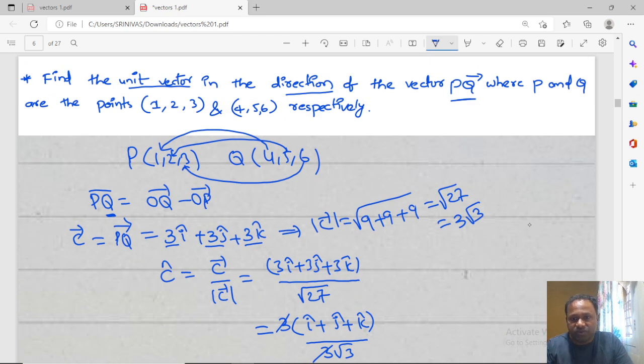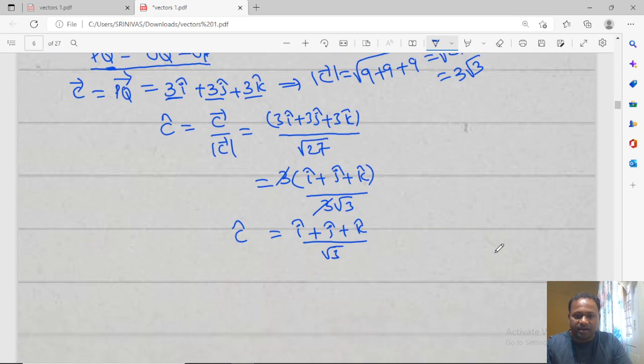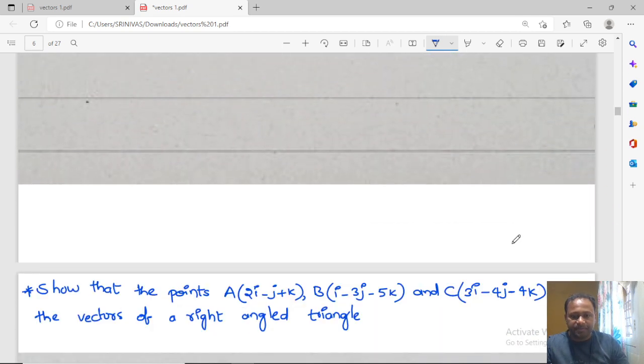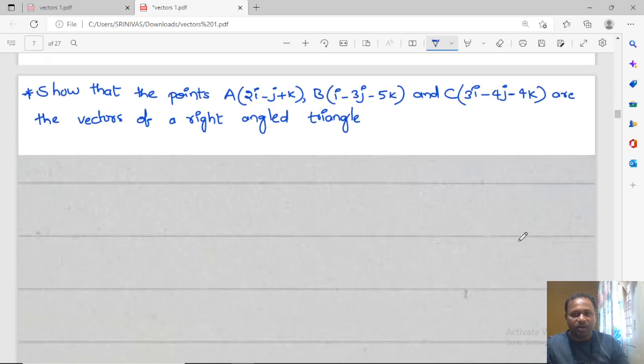But mainly we need to see PQ bar. PQ bar is nothing but OQ minus OP. PQ from here to here. We need to subtract corresponding terms: 4 minus 1, 5 minus 2, 6 minus 3. Understood? You got all these conditions. Okay, nice. Next, we will move on to one more problem.